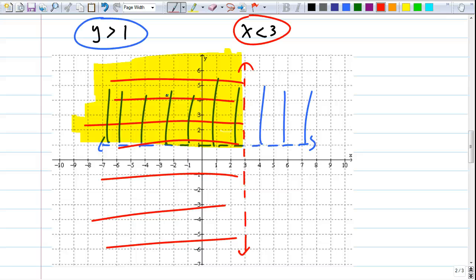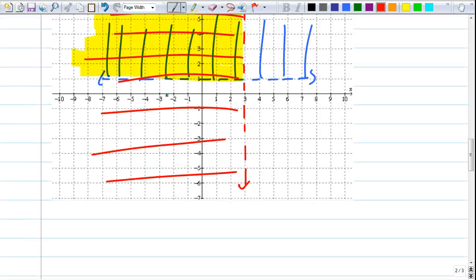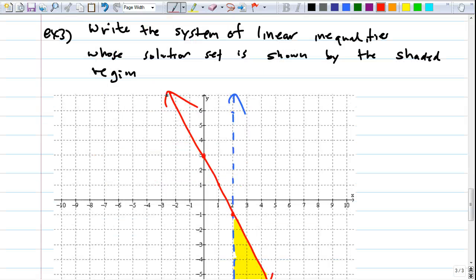Okay. Now, I want to show you another example. We're going to do it kind of backwards. I'm going to give you a graph of this system of inequalities and show you where they overlap. Guess what you're going to have to then tell me? You have to give me the system of inequalities. Here's what I mean by this. This is really straight from your homework.